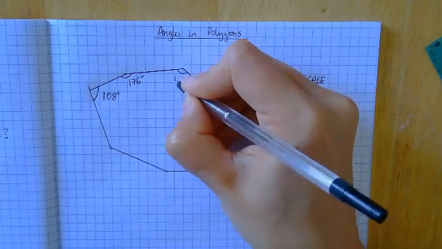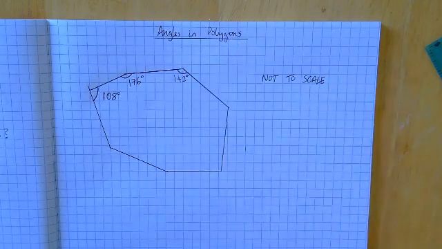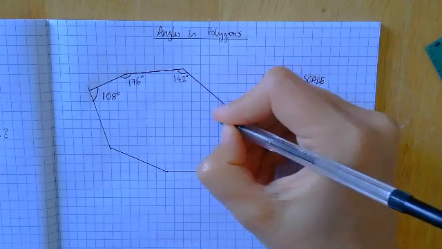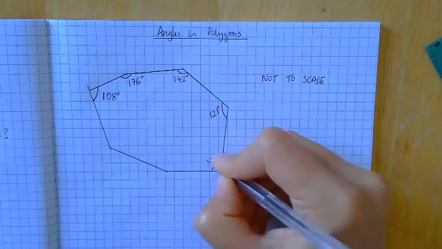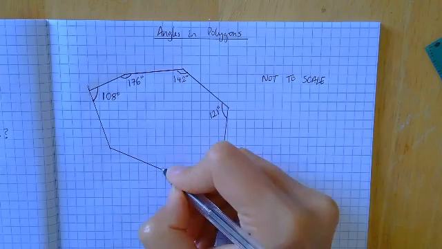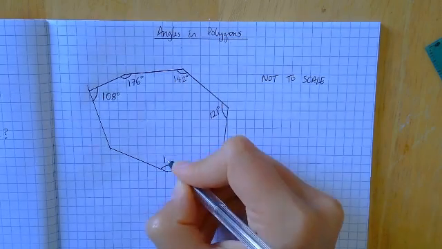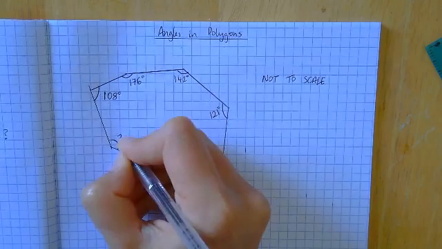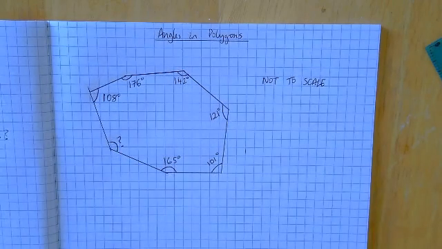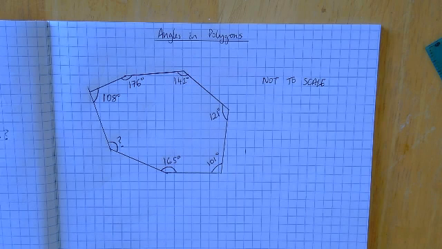Let's say this one is 142 degrees. Let's say this one is 121. Let's say that that one is 101. Let's say that this one is 165. And we want to know what that angle is. Now remember, we're not allowed to use a protractor. Okay, so how are we going to go about doing this?